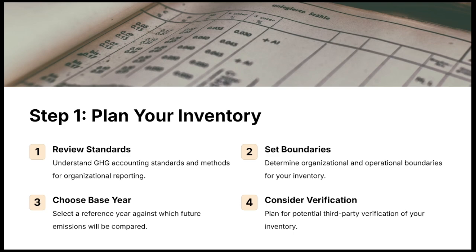Then the business should choose a base year. This is the year that the organization uses as a reference point to track future emission reductions. Ideally, it should be a year with reliable data and representative operations. And finally, there is the verification piece. Even if it's not required, planning for third-party verification can strengthen credibility, especially for investors, regulators, and also participants in climate programs.